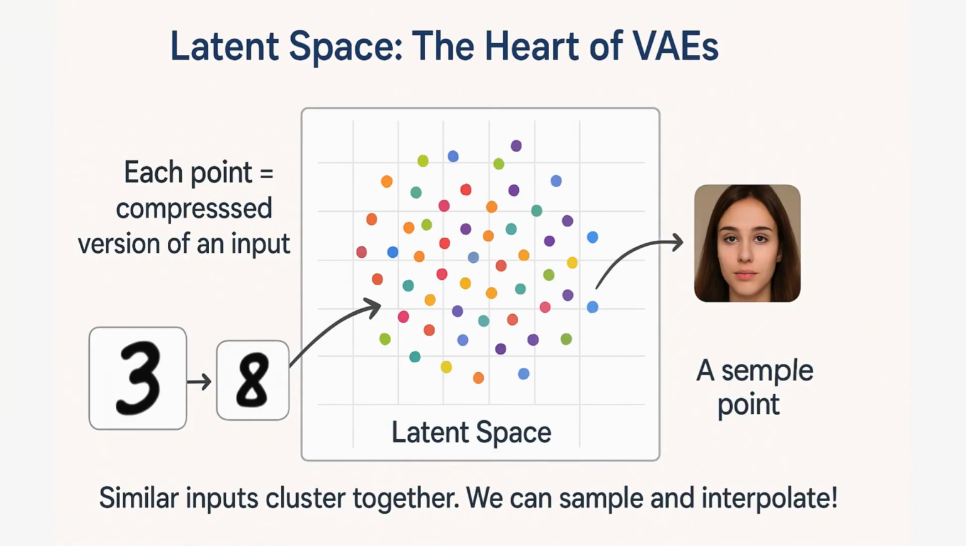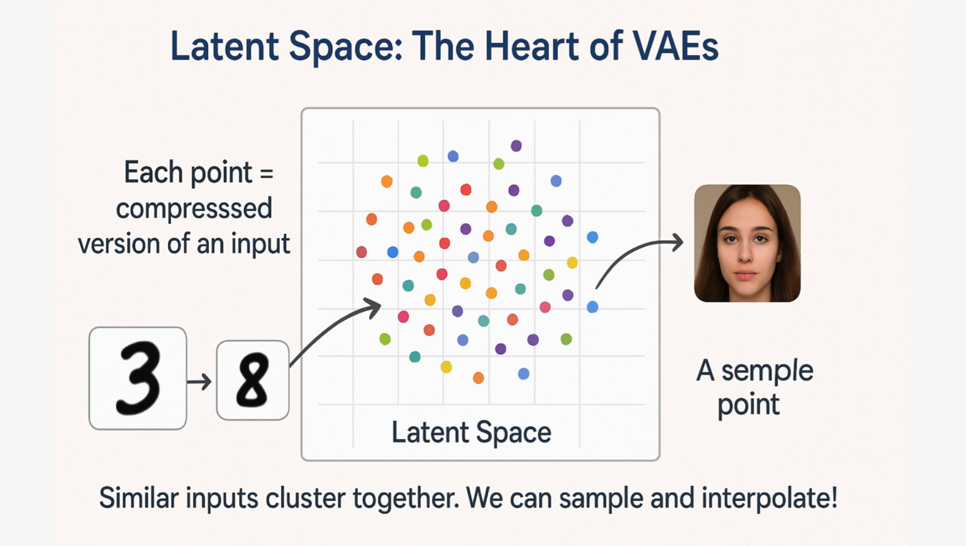Latent space representation and inference. Now this part is cool, the latent space. This is the compressed hidden space where your data lives after encoding. What makes VAEs special is that this space is continuous and meaningful. Similar inputs are close together in latent space.